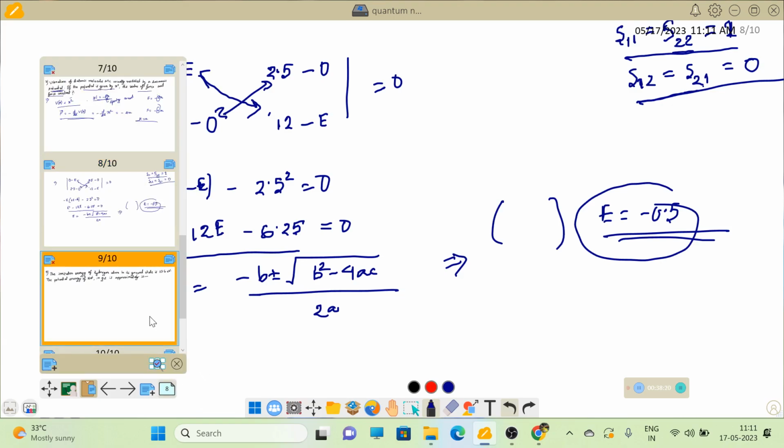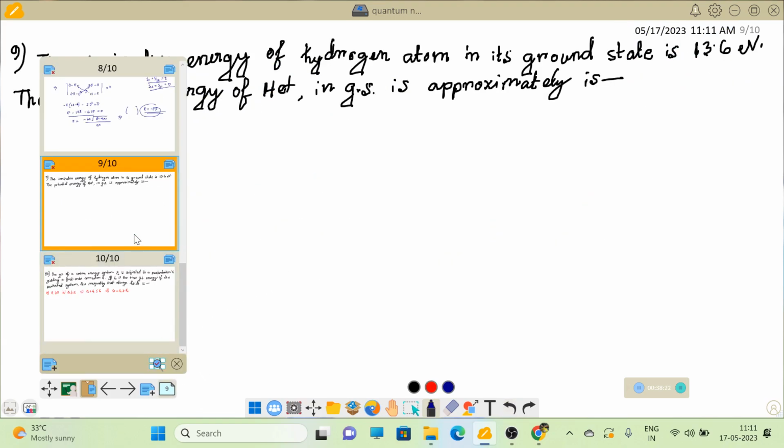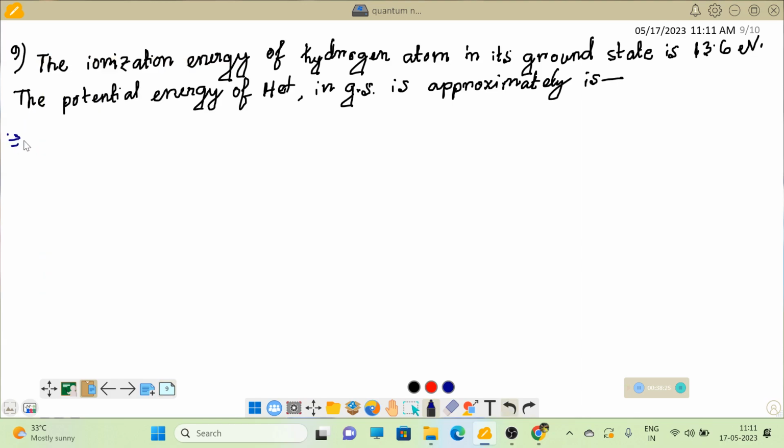Last two are remaining. Don't worry, don't be lazy, don't be impatient, be patient. The ionization energy of the hydrogen atom in its ground state is 13.6 eV, and the potential energy of the helium plus ion in the ground state, approximately what will be the answer? So in the ground state, the ionization energy equal to, okay, let's see.